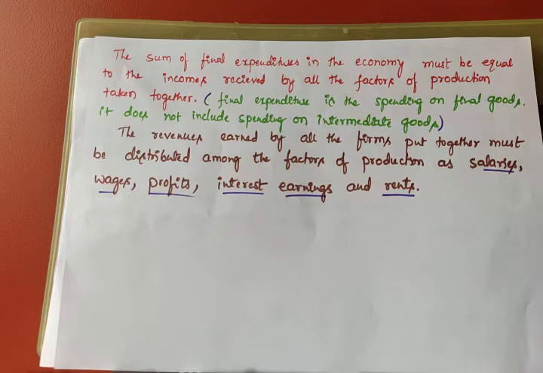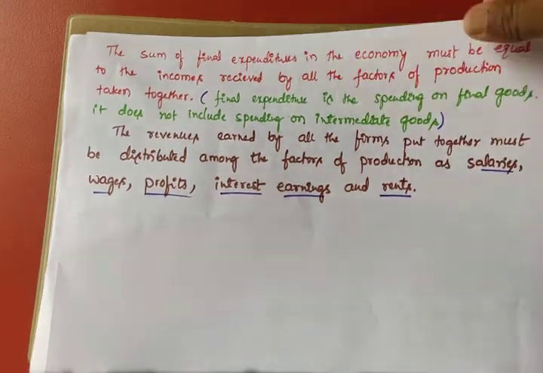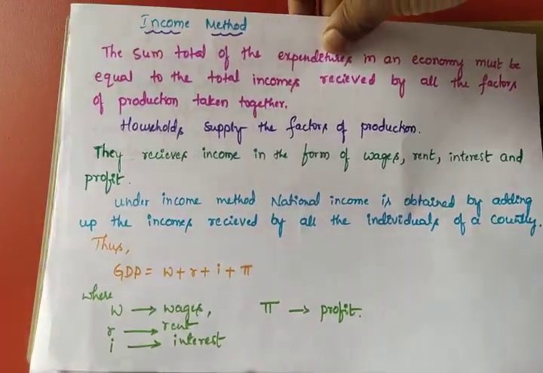So under the income method we can calculate the national income by adding all the income received by all the people or all the firms within the country. Under this method we calculate the national income by adding up rent, wages, interest and profit. Under which method? Income method, by adding up rent, wages, interest and profit.